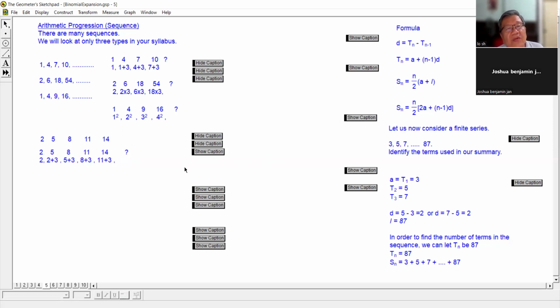And this type, where you get the number by adding, is called arithmetic progression or arithmetic sequence. So today we are going to do arithmetic progression or arithmetic sequence only. The other 2 later on. Okay, the other 2 later on. This one, how to get? Which type? This one. 3, 6, 12, 24.